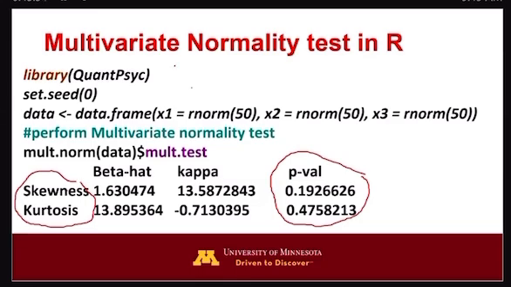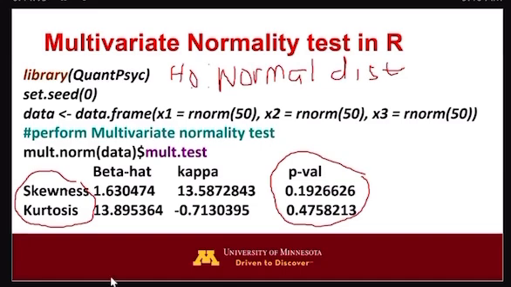Don't forget, I told you in this particular test, H naught is that the variables follow normal distribution. All the variables are jointly normally distributed. That is the H naught, while the alternative is going to go against that. Now based on the one for skewness, the p-value is greater than 0.05. The one for kurtosis, the p-value is greater than 0.05. Then we're going to say the data follow normal distribution.